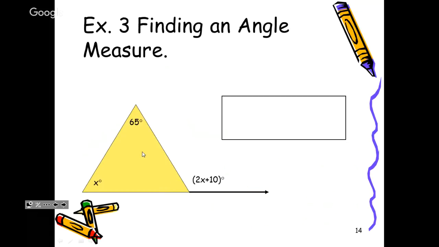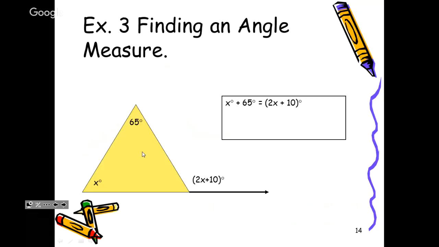All right, so here we go. Finding the exterior angle. We've got to find the measure of x, and we're going to find the angle measures too. Given this, we want to solve. So we see that we have an exterior angle and we have our two non-adjacent interior angles. We know that the exterior angle is equal to the sum of the two non-adjacent. So my equation is x plus 65 equals 2x plus 10.